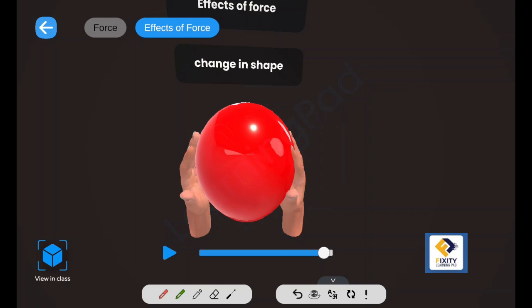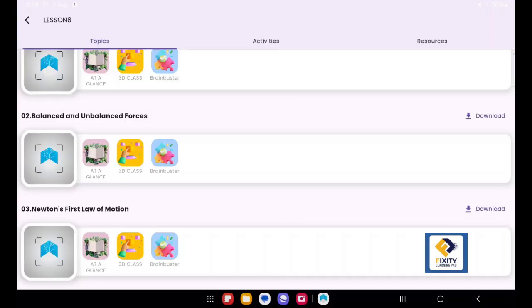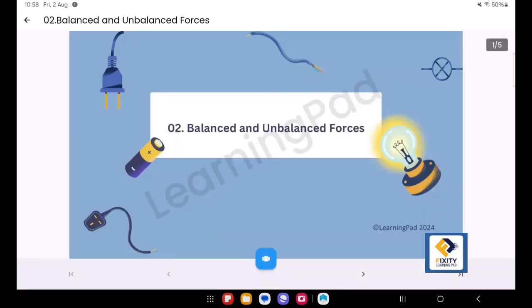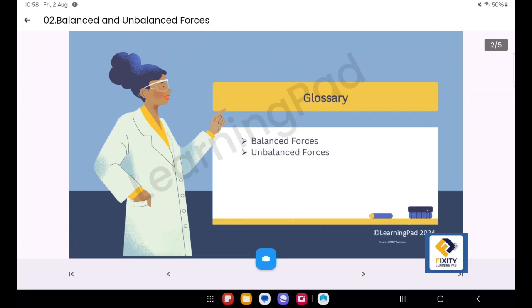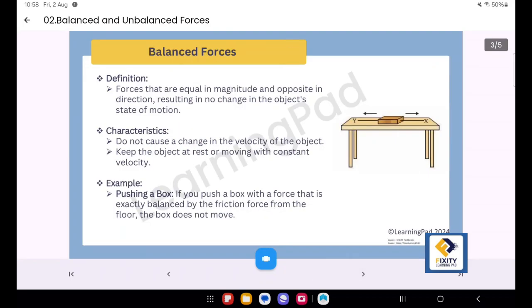Now let us discuss balanced and unbalanced forces, very important. Let us look at a glance at what we are going to be talking about: what is balanced force and what is unbalanced force. Balanced force is when forces are equal in magnitude and opposite in direction, resulting in no change in the object's state of motion.